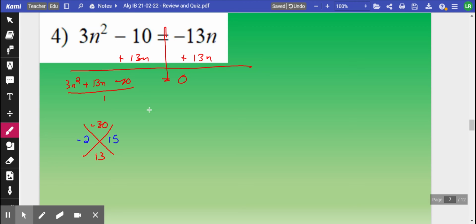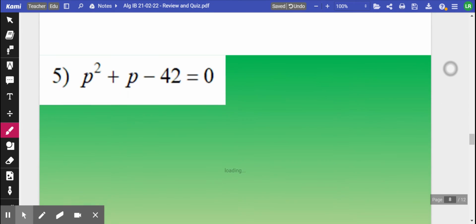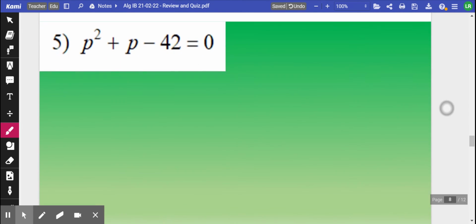Opposite of negative 2 is positive 2 divided by my a value. So I got 2/3. Opposite is negative 15 divided by my a value, which is 3. And I divide that out, I get negative 5. Halfway done. We'll pause the video and complete this problem.